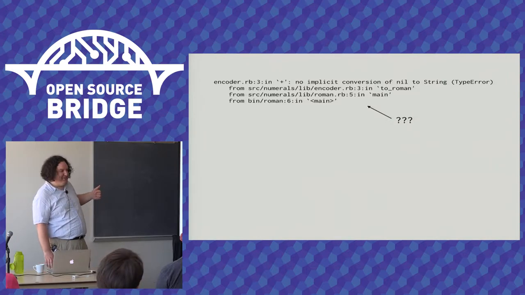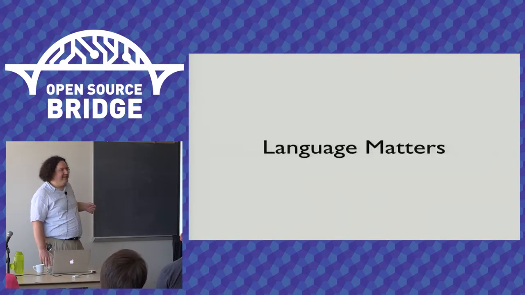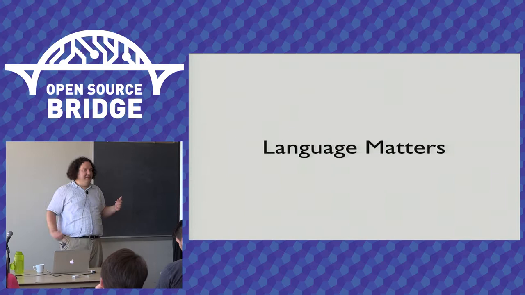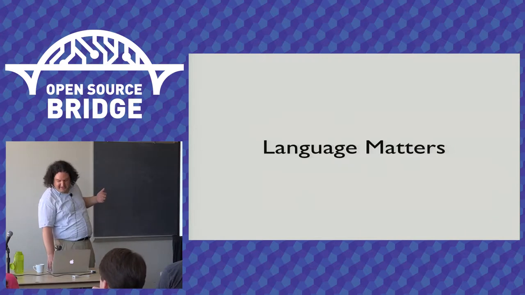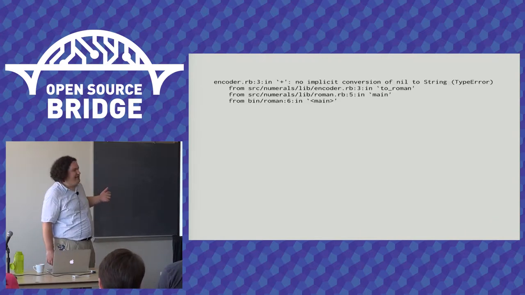This is a little different. This is a Ruby example. This is one of the places where language really matters to how you're going to read one of these, because there are a few things to notice that are different about this.